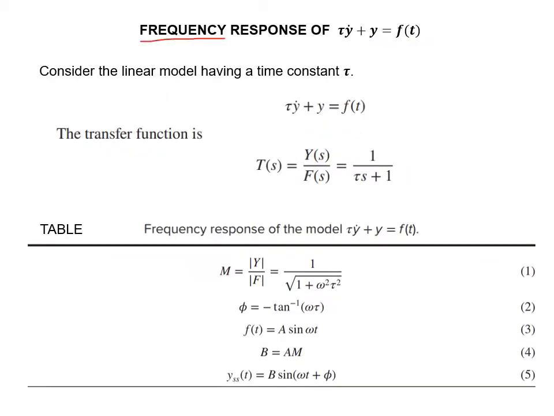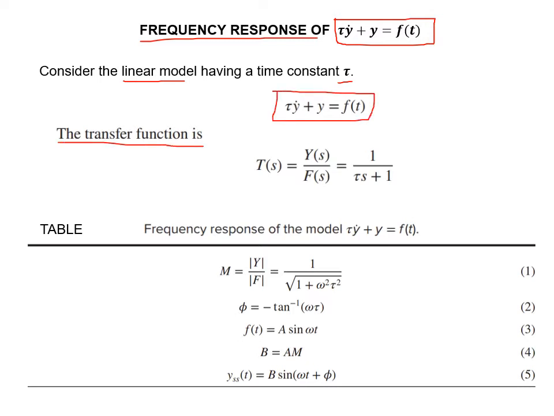Let's take a look at the frequency response of this example right here in general form: tau y dot plus y is equal to f of t. We consider a linear model having some time constant given to us as tau. If we have a general form of this here, here is our transfer function. This is great to reference back to. If we are given a linear model and we can rearrange and simplify to this form, we know that our transfer function is going to be given by this down here as far as the variables in our linear model. We have T of s is equal to Y of s over F of s, and our transfer function here is equal to 1 over tau s plus 1.